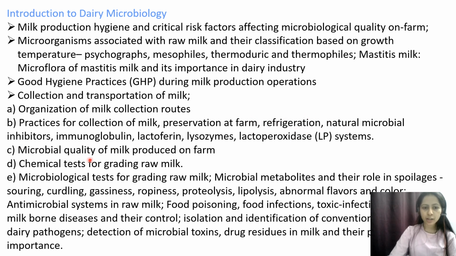Next, the microbiological quality of raw milk, the chemical tests associated with grading of raw milk, then the microbiological metabolites and their roles in spoilages, the spoilages like souring, curdling, gasiness, ropiness, next the abnormal flavors or color changes which occur during spoilage of milk, and the bacteria or microorganisms associated with this. It is important. Then the antimicrobial systems in raw milk, food poisoning, infections, intoxication. In this part you have to go through the detections and microbial toxins, then the drug residues in milk and their importance. It's important over here.